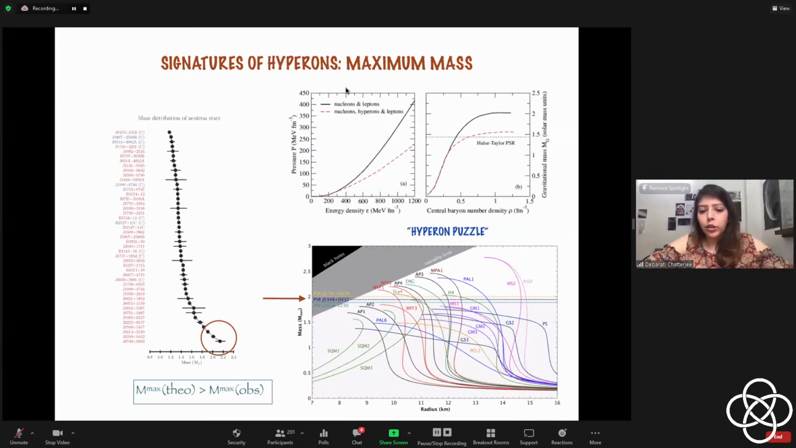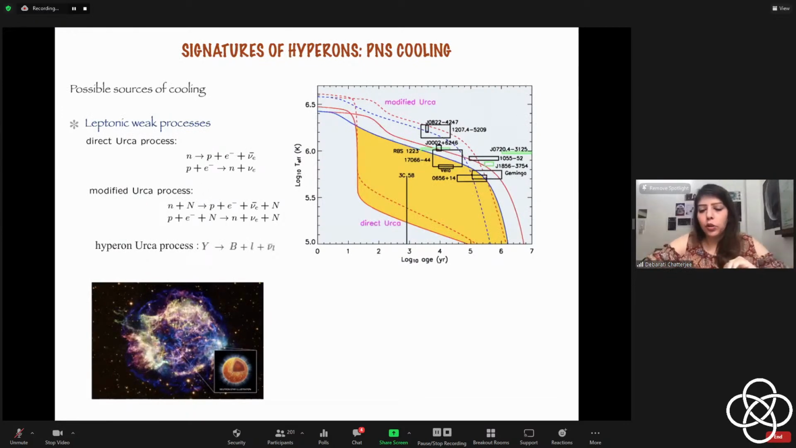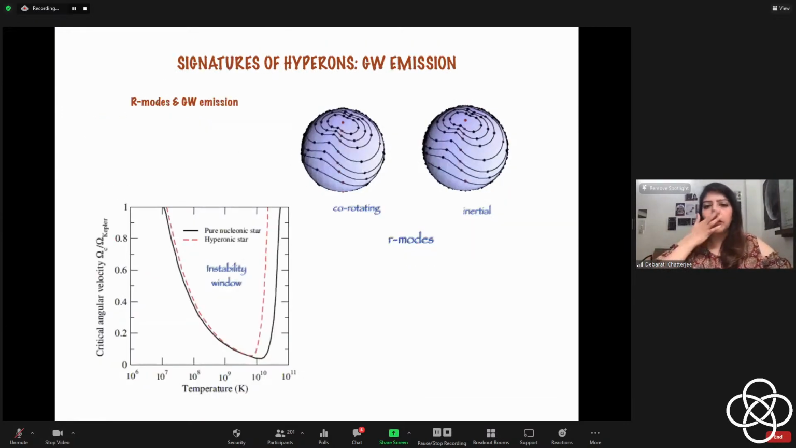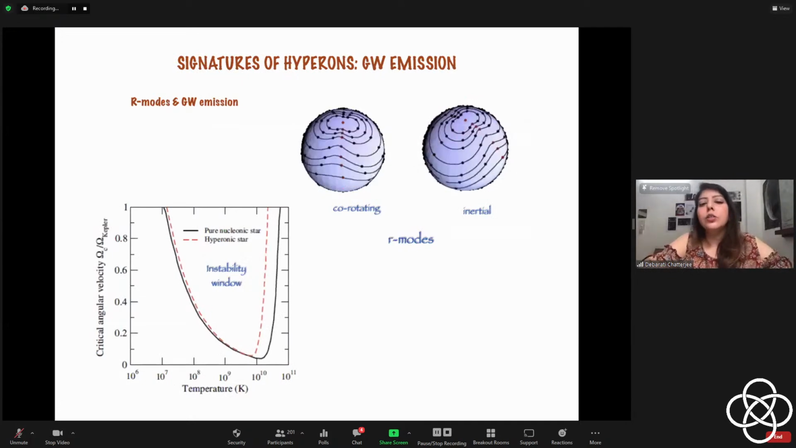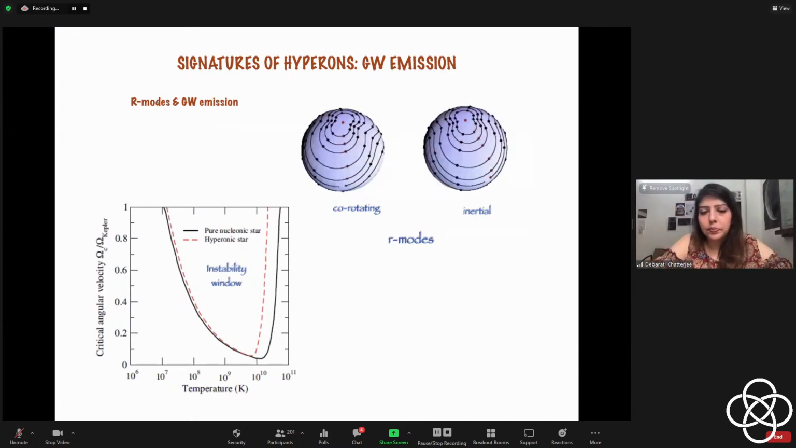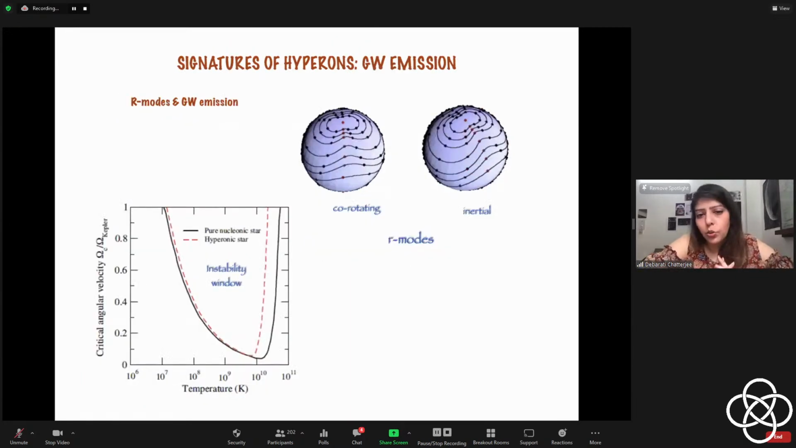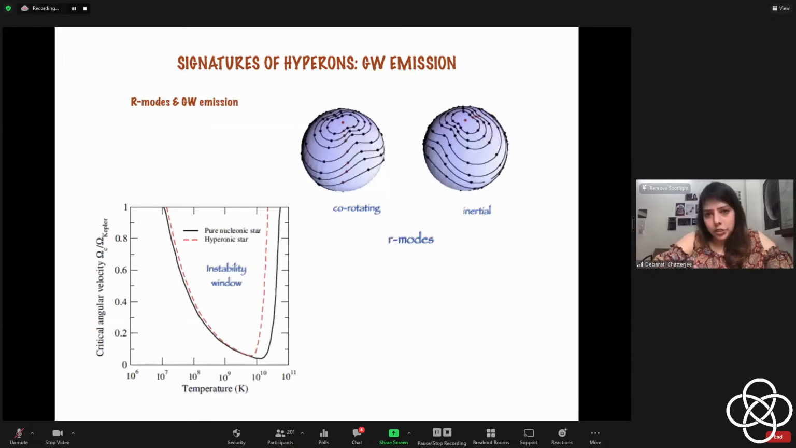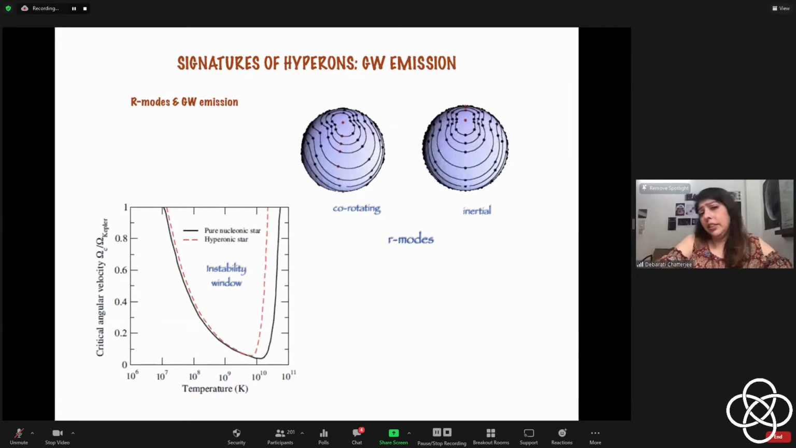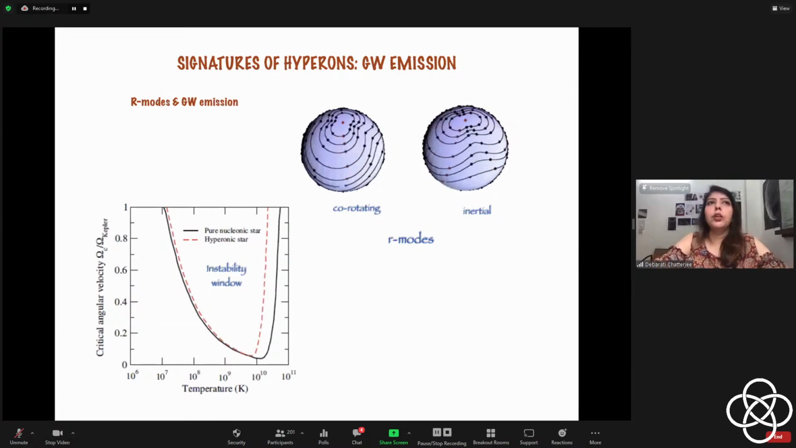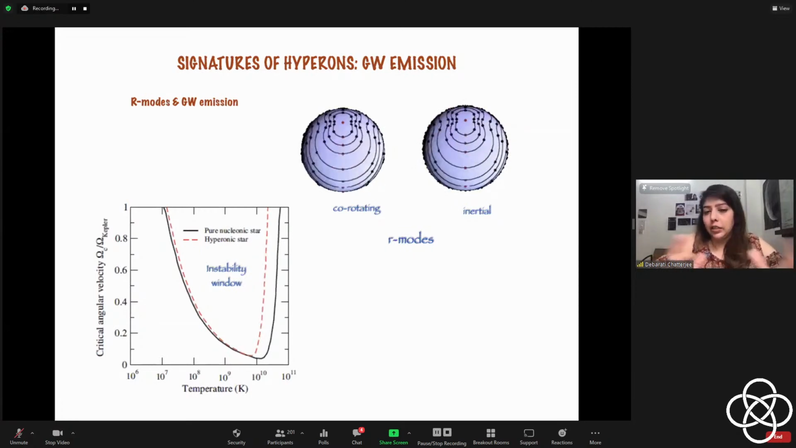So we were talking about these signatures of interior composition, right? Hyperons, I already told you, have an effect on the mass, they have an effect also on the radius, they have an effect on cooling. What else? Remember, I was talking about gravitational wave emission from neutron stars. Of course, again, neutron stars have many different sources of gravitational waves. Remember, I talked about glitches, I talked about magnetar flares and so on.